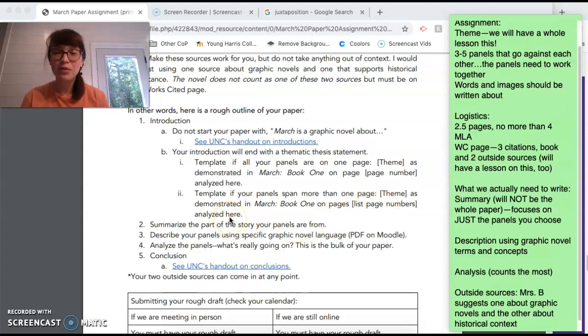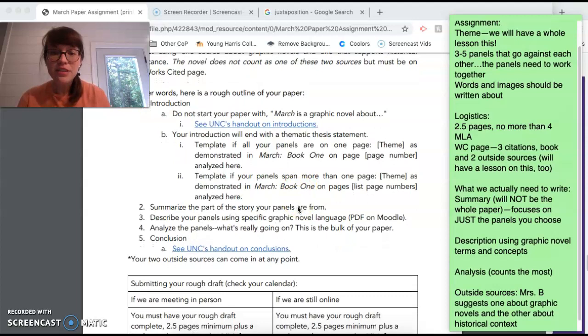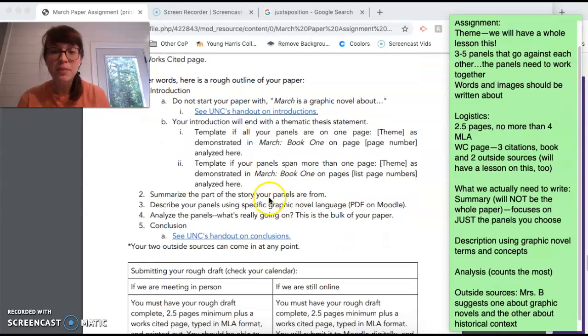Now, we're going to go into this, but love and hate and injustice are not themes. Those are motifs. So if you say injustice is demonstrated in March Book 1 on page something analyzed here, you're not wrong, but that's not a theme. And so it's not going to fare well for you, okay? I'm sorry, you're not going to fare well. But there are some templates for you. You're welcome. Okay. And then summarize the part of the story that your story panels are from.